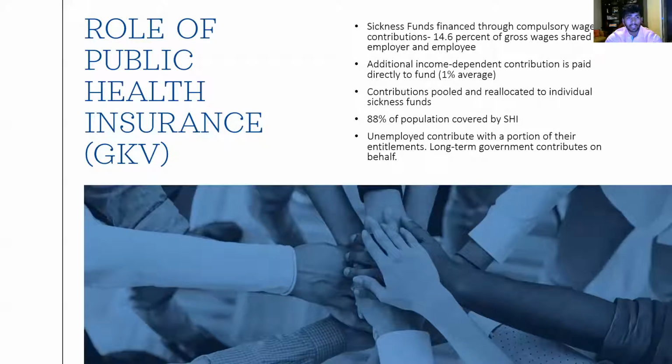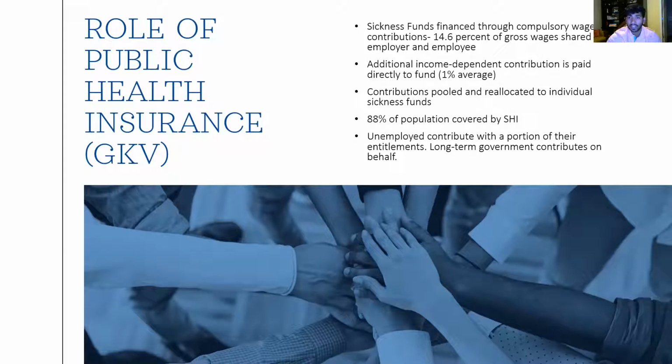The role of the public health insurance. Sickness funds are financed through compulsory wage contributions of 14.6% of the gross wages of individuals, shared by the employer and employee. This means when a person is employed, they really only pay around 7.5% of their gross wages to the public health insurance. There's also an additional income-dependent contribution, averaging around 1%, which is contributed directly to the fund. All these contributions are pooled and reallocated to the individual sickness funds.